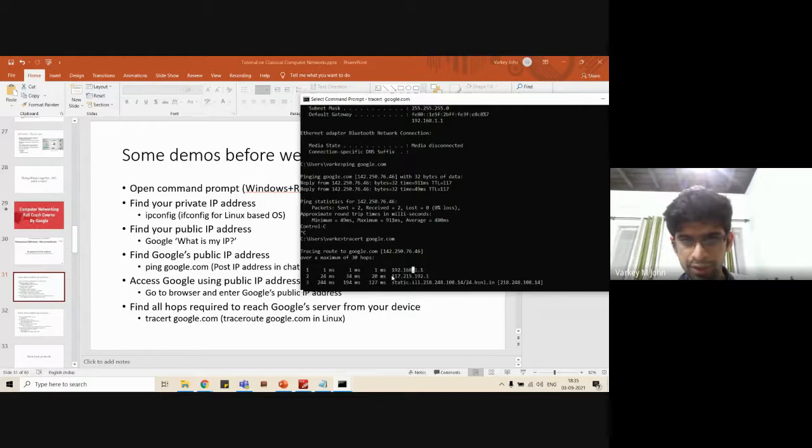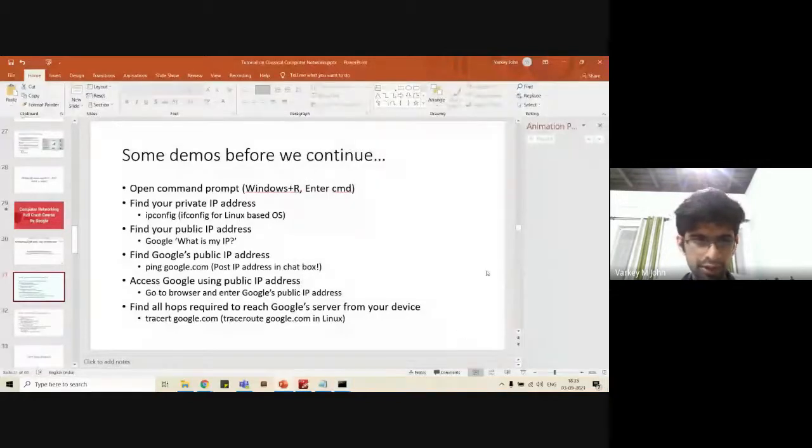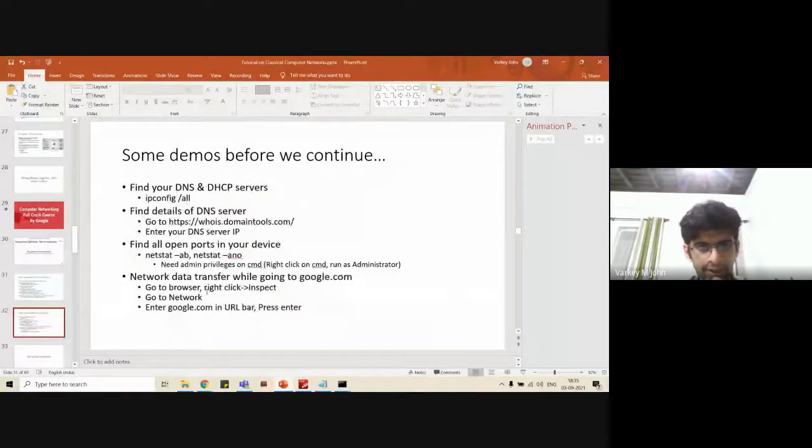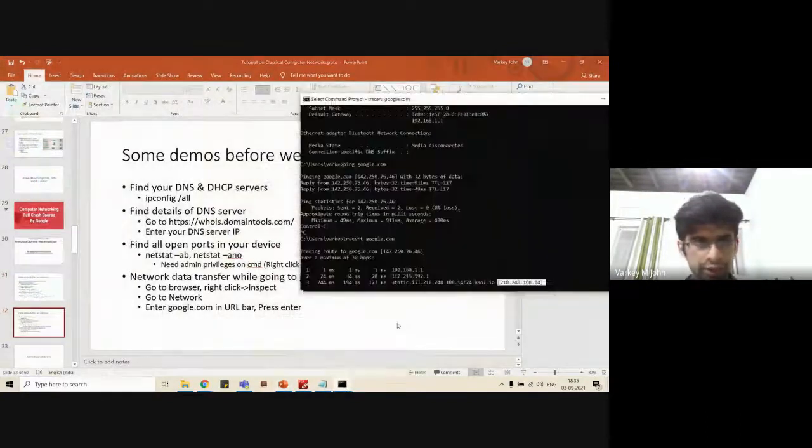Then it goes to some other server, which is probably a DNS server or something. Then it goes to one server on BSNL. Then it goes through multiple servers, multiple hops, and finally reaches Google's server. If you wait for some more time, you'll get that information. While you're doing that, I think we can go to the next one.